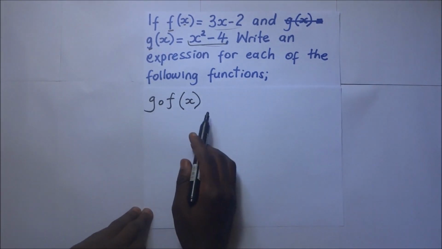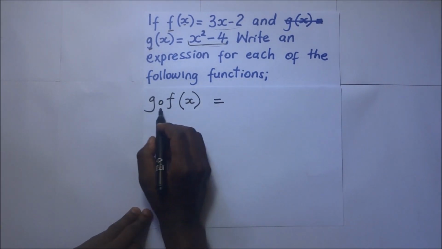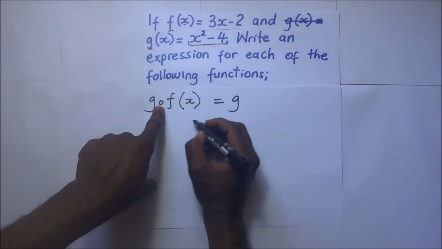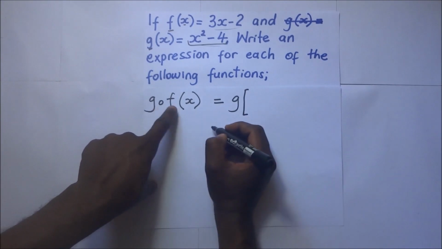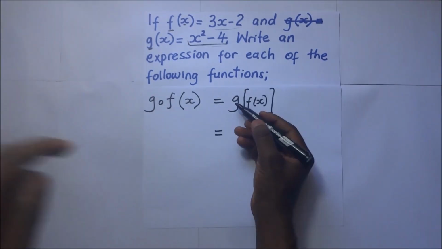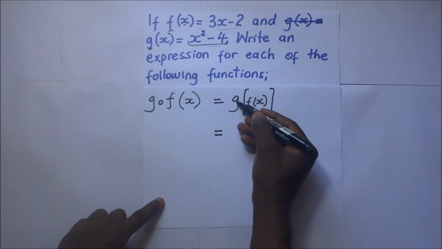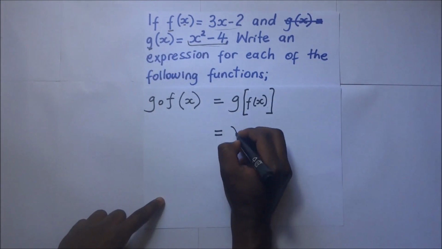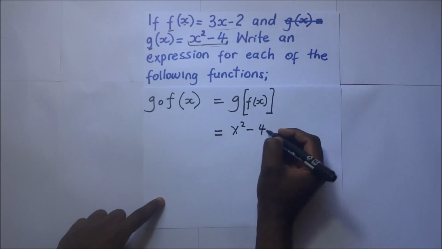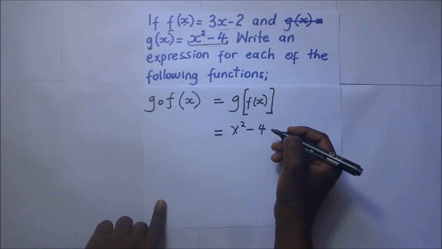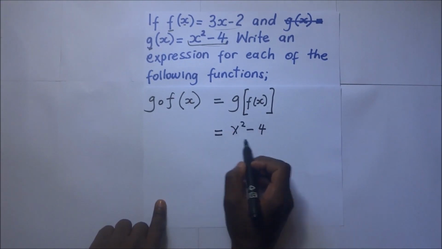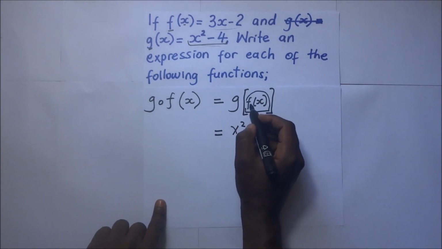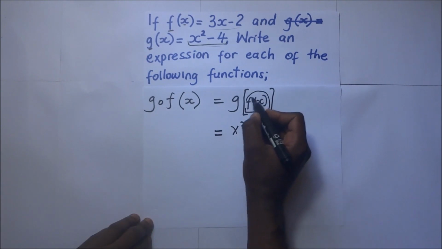Then we have (g ∘ f)(x). This is the same as saying g, small round circle, where the input is f(x). So what is our g(x)? Our g(x) is x² - 4. Now, in our g(x), in place of x, we are supposed to put another function called f(x). So in place of x, we are putting a function.